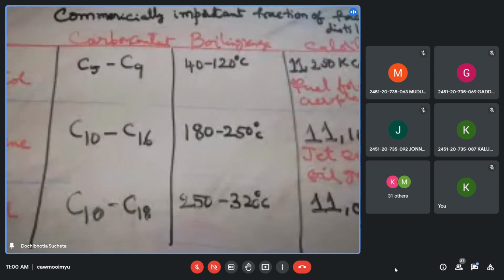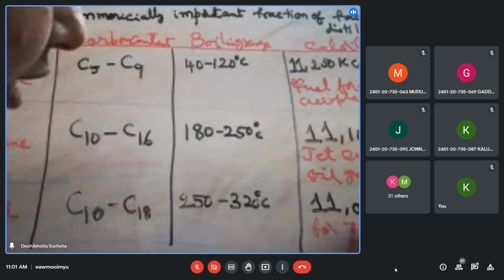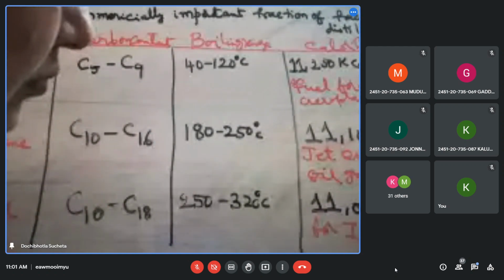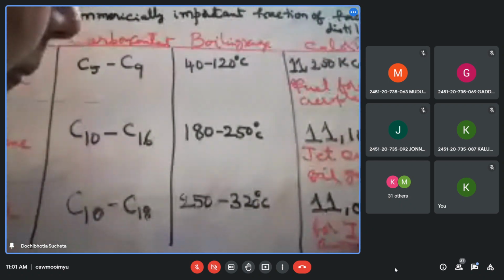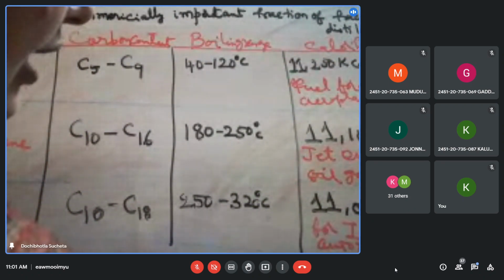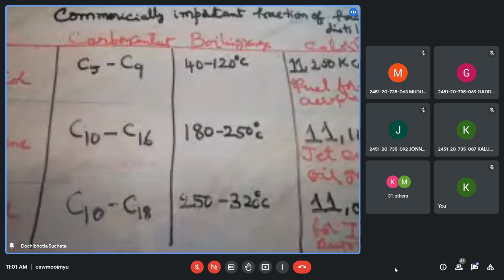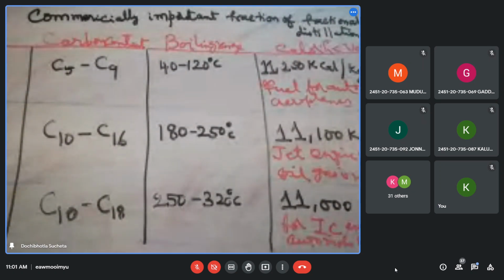For the disturbance. That's about kerosene, and diesel is also used for IC engines in the automobile industry. These are the applications, and this chart is very useful for you in your exams. Clear? Fine.